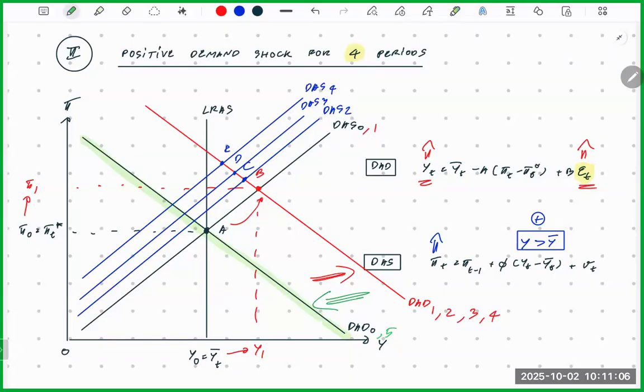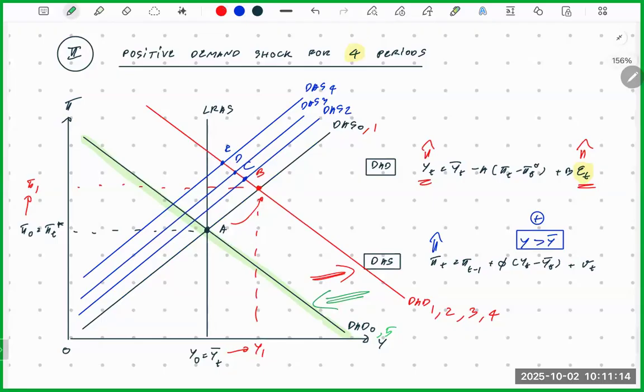How about dynamic aggregate supply? At equilibrium point E, Y is still greater than Y bar, right? So dynamic aggregate supply still shifts up. This is DAS5, still shifting up. However, demand has already shifted to the left. Where is the new equilibrium point? The new equilibrium point is on the left, point F. Do you see that? Jump here, F.